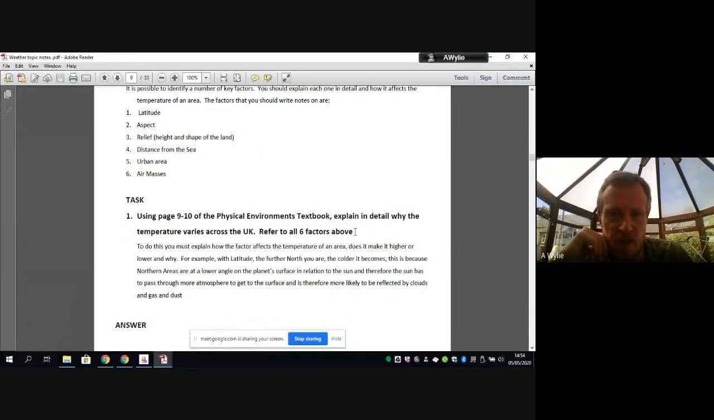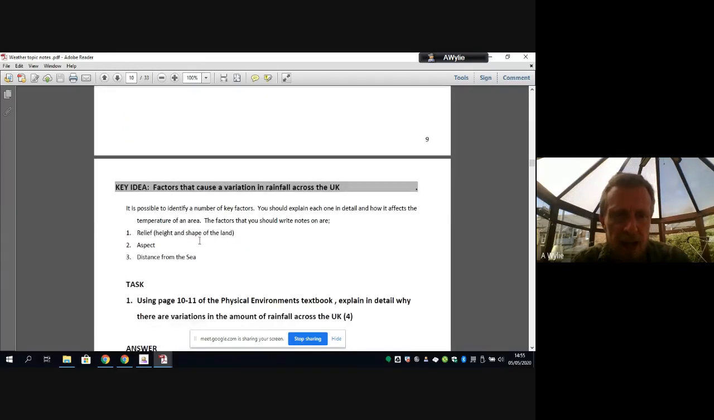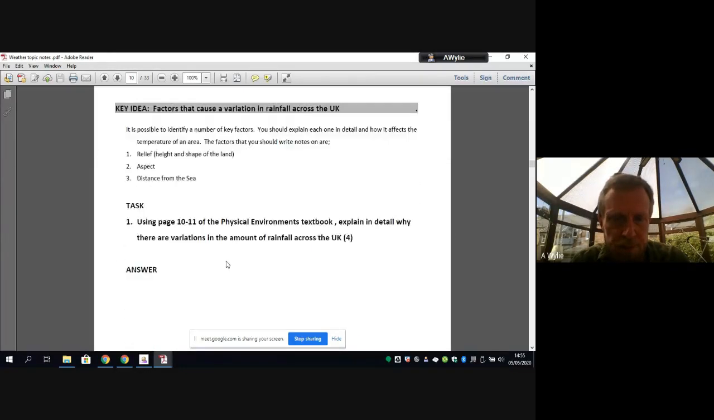And once again, me and Mr. Anderson were marking that, looking to make sure that you were able to explain as clearly as possible 6 factors that cause the variation in temperature across the UK. And your answer should have related to these 6 factors here. If you didn't have a brilliant answer, you'll have found we gave you a model answer, or we gave most of you the model answer anyway, just so you could see what we would be hoping you'd be writing. And you had to do the same for rainfall.